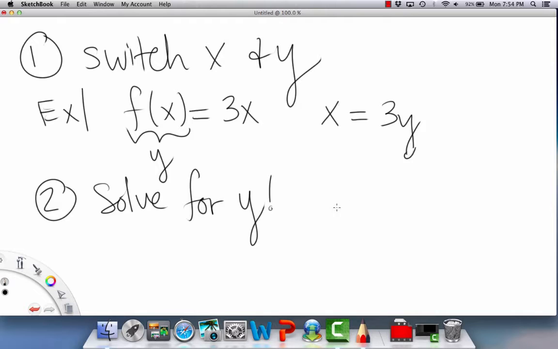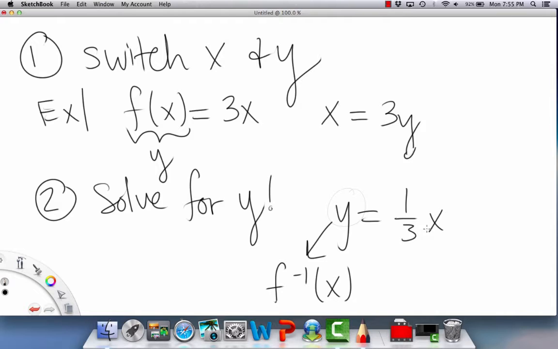Now if we solve for y, we'll get y equals 1/3 of x. Correct? Okay, so this would be our inverse function. This is like our f inverse of x. So this is our inverse function of our original f of x equals 3x. Okay? That was pretty simple.